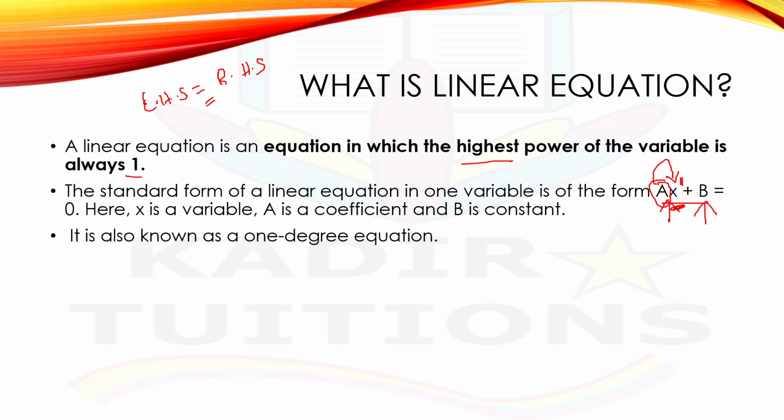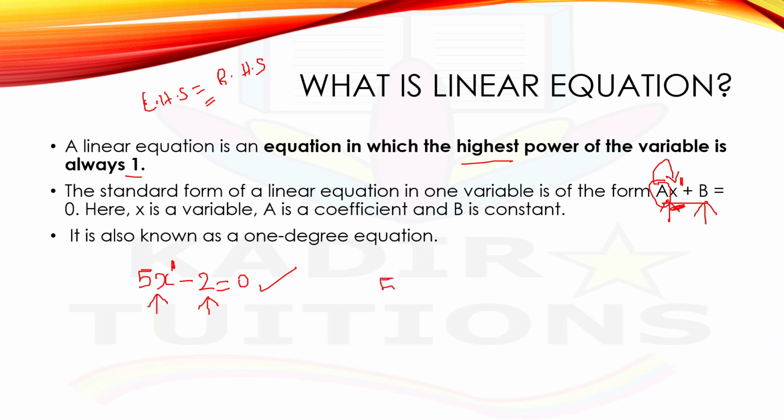Let's see some examples for writing a linear equation. See, I'm writing 5x minus 2 equal to 0. This is an example of a linear equation. Here I have one variable term and one constant term. And if you see the variable degree, it's going to be 1. That's the reason this is a linear equation.